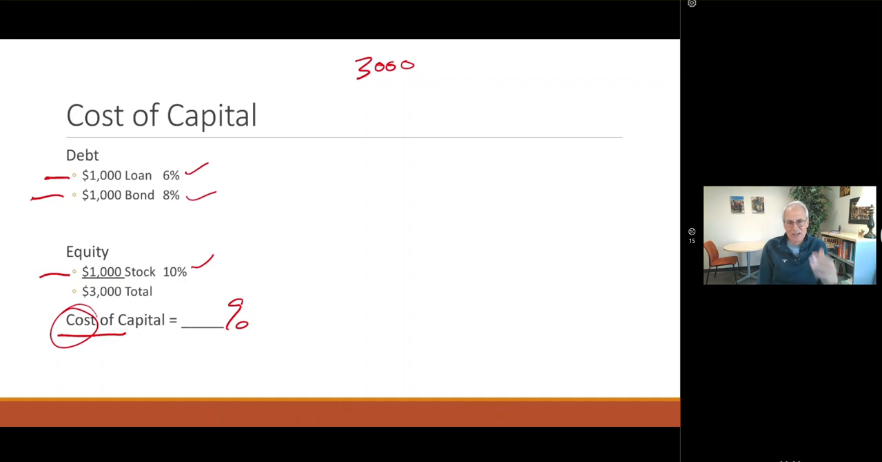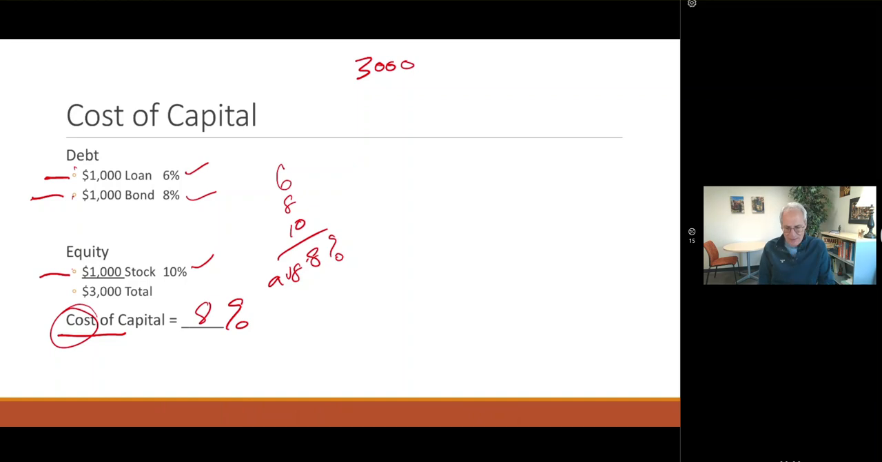There's going to be a calculation that you should be able to do in your head because these are all the same weights. These are all 1,000. So all you would do is say 6, 8, 10. What is the average? Well, you hopefully can do the average in your head since they're all nice and evenly spaced out. The average would be 8%. Or you can add the 3 up, divide by 3, and you get 8%.